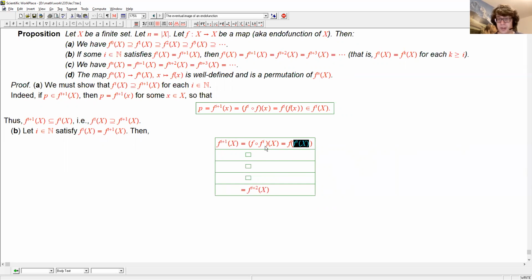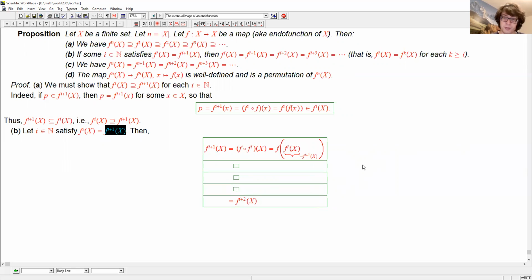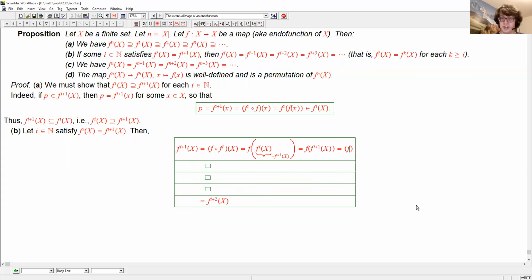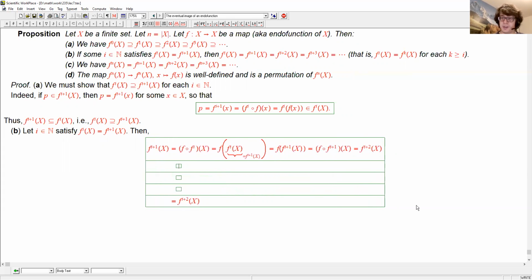Of course, we're not applying a map to a single element here. We're applying it to a whole set of elements. But nevertheless, all these things are true. So if you apply a composition to a subset, it's the same as first applying the inner map and then applying the outer map. f^i(X) is the same as f^(i+1)(X) by assumption. So this is f(f^(i+1)(X)). This is the composition again. And this is the same as f^(i+2)(X).